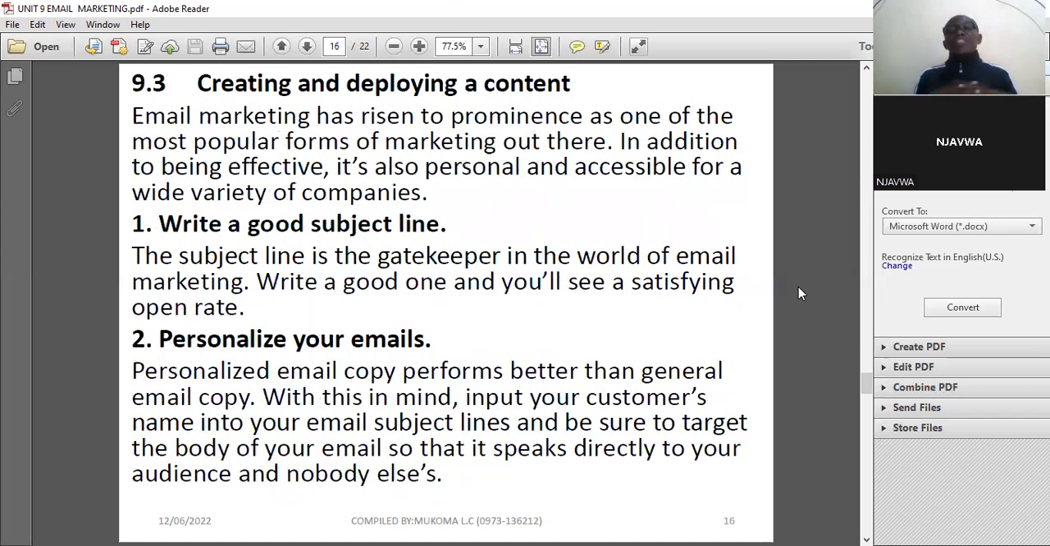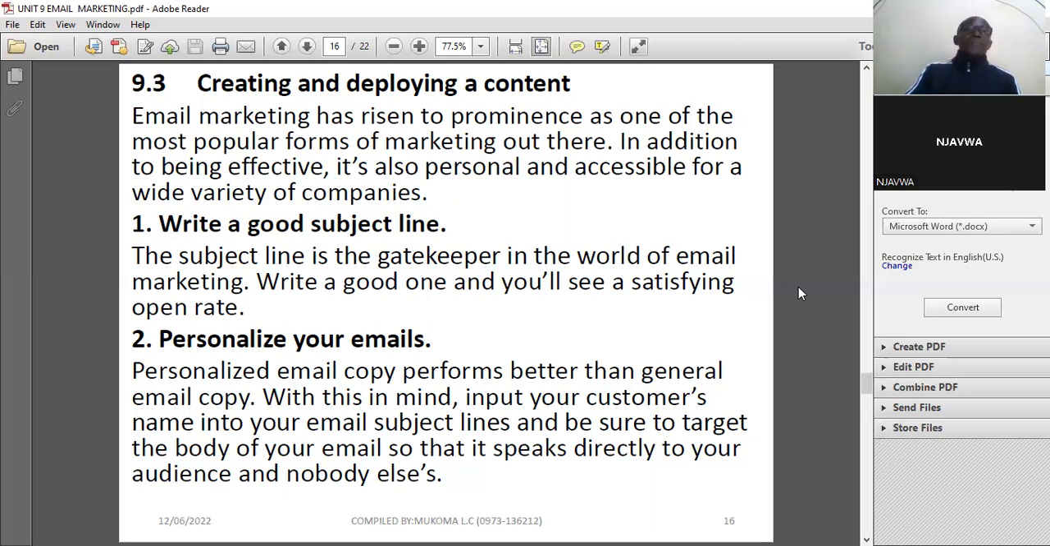Creating and deploying content. Once you have created it, you want to send it, you want to deploy it. Number one, write a good subject line. The headline is very, very important. Sometimes we don't read the emails because we just read the top, delete. So create a good subject line. Number two, personalize your emails. Don't send the email meant for this one to that one. Know that this email is meant for this customer.